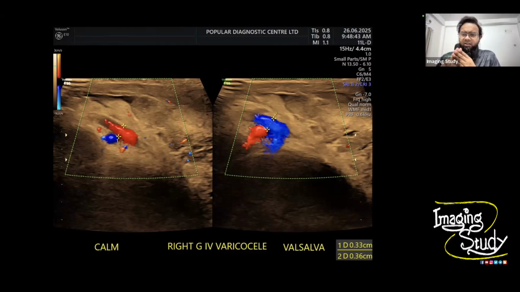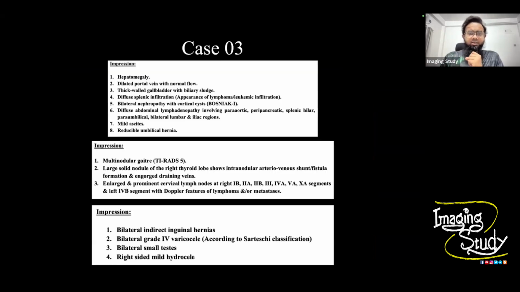For grade 4 and 5, the veins should be dilated more than 3 millimeter. For grade 4, you will see the reflux with Valsalva, and for grade 5, you will see the reflux without any Valsalva, in quiet respiration. That is the principle. In grade 5, it is obvious to have atrophy of the testis. So that is the technique, but you can go for the Sarteschi classification and see the details there. Okay, so that's all for this case.